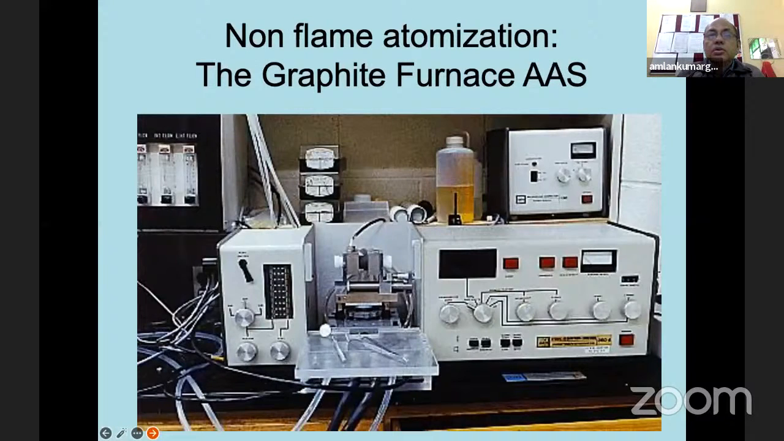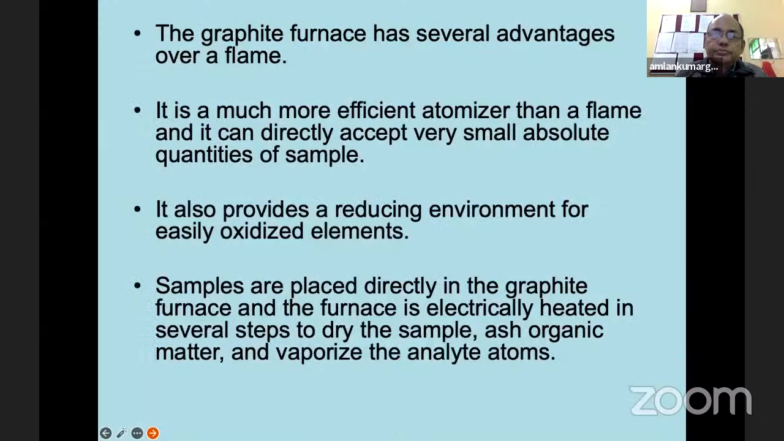Well, there are non-flame atomization techniques also. So we have now talked of flame. There are non-flame atomization techniques such as the graphite furnace atomic absorption spectrophotometer. It has several advantages over the flame. It is a much more efficient atomizer than a flame, and it can directly accept a very small absolute quantity of the sample. That means you can put slurries, you can put solid samples also.